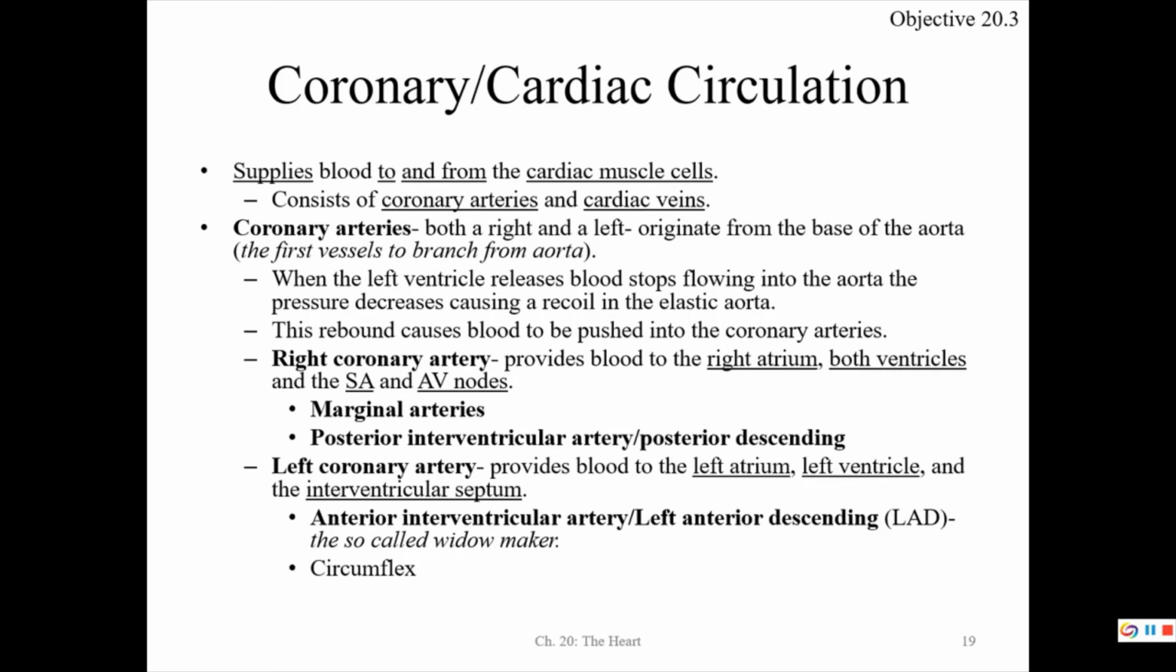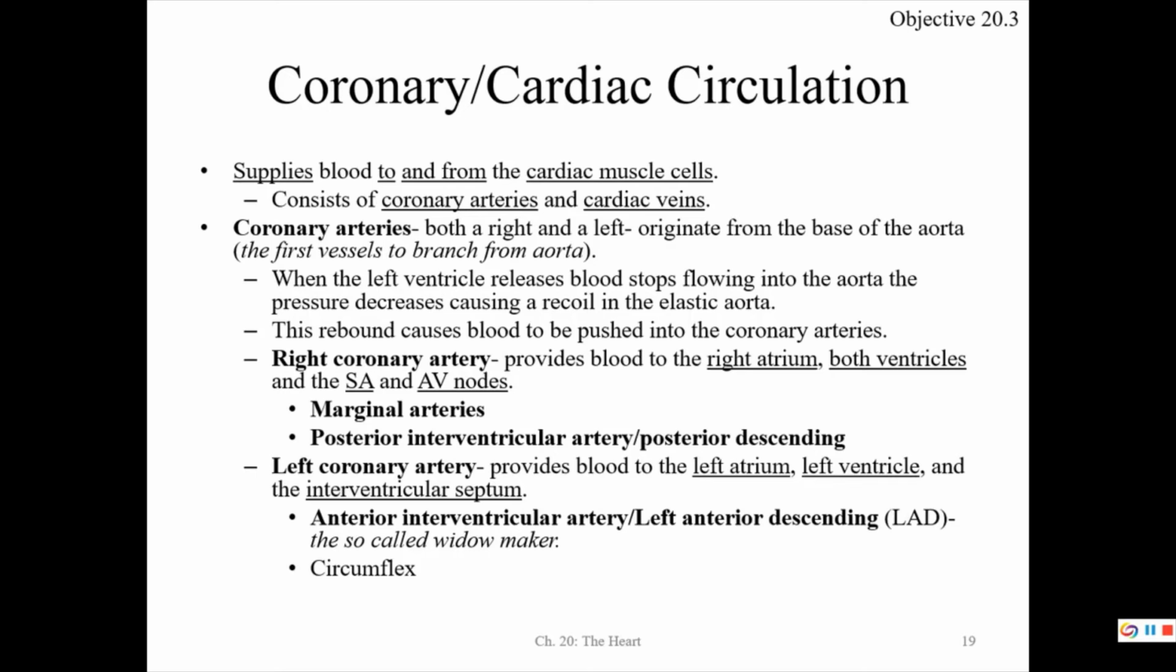Now the right coronary artery gets blood to the right atrial muscle, and the right and the left ventricle muscles as well. But not only that, it gets blood to the SA node and the AV node. So if you take out the main right coronary artery, you're dead. That's it. Your right atrium's gone. Both your ventricles can be damaged and gone, not the entirety, but a huge amount of even the left one, and the SA node and AV node, which means your heart's not going to be able to beat. A marginal artery comes off of it, and a posterior interventricular artery comes off of it.